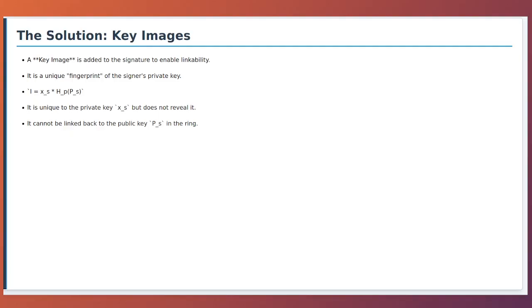This key image has two crucial properties. First, for a given private key, it is completely deterministic. The same private key will always produce the same key image. Second, it is computationally infeasible to link a key image back to the public key it was derived from. You can't tell which public key in the ring corresponds to a given key image. To use this, the signer is required to publish the key image along with their ring signature.